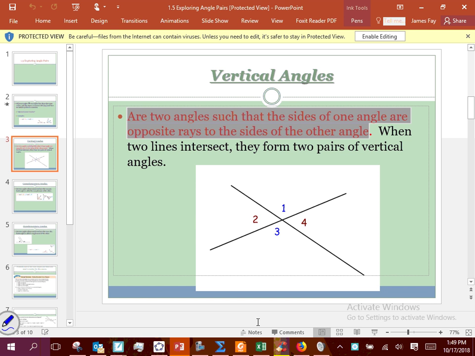So I searched through and found section 1.5, where we identified vertical angles, what they were. There are two angles such that the sides of one angle are opposite rays to the sides of the other angle. And what that is, guys, is kind of like what we call an existence definition almost. It just showed me how they show up. It just showed me how they're created.